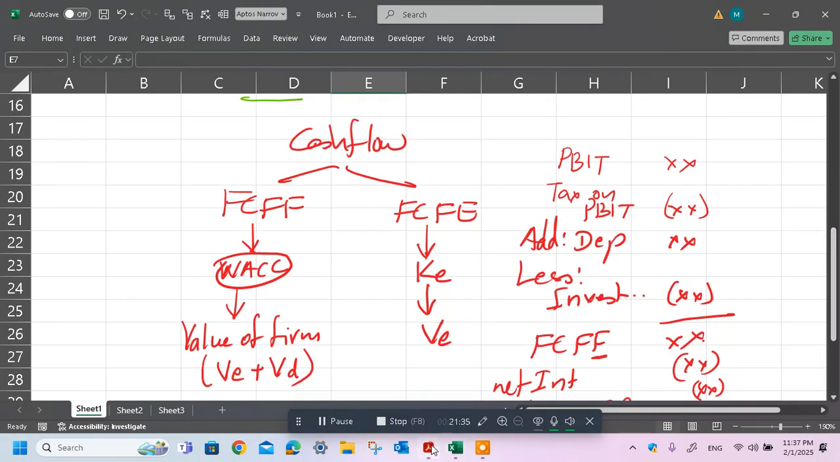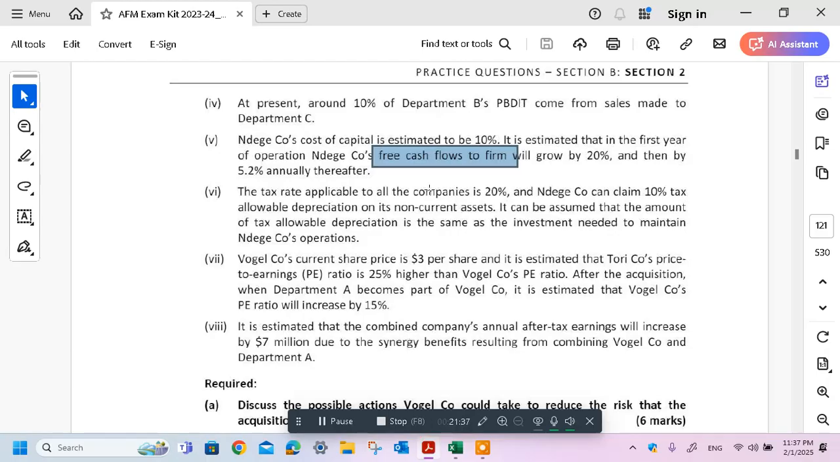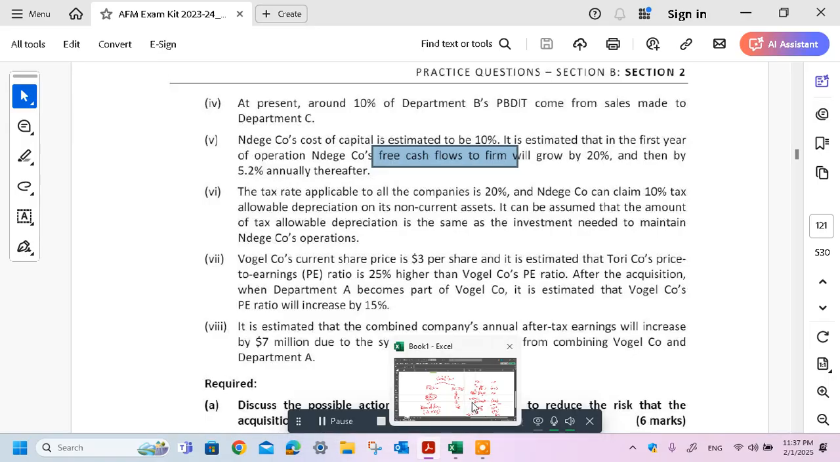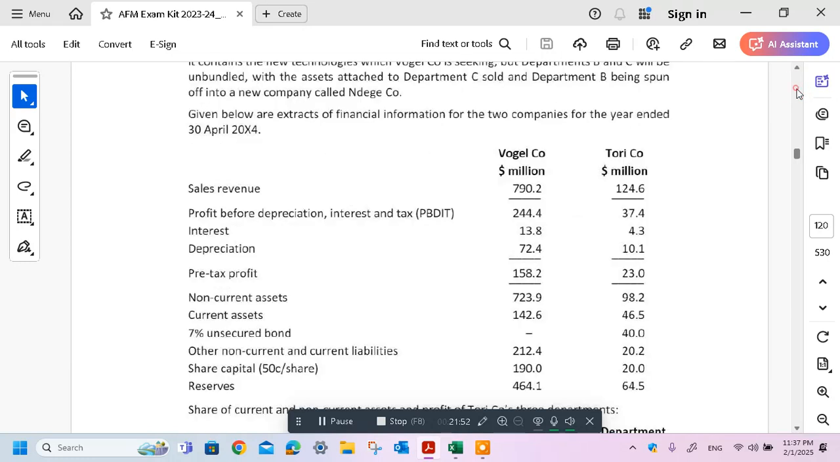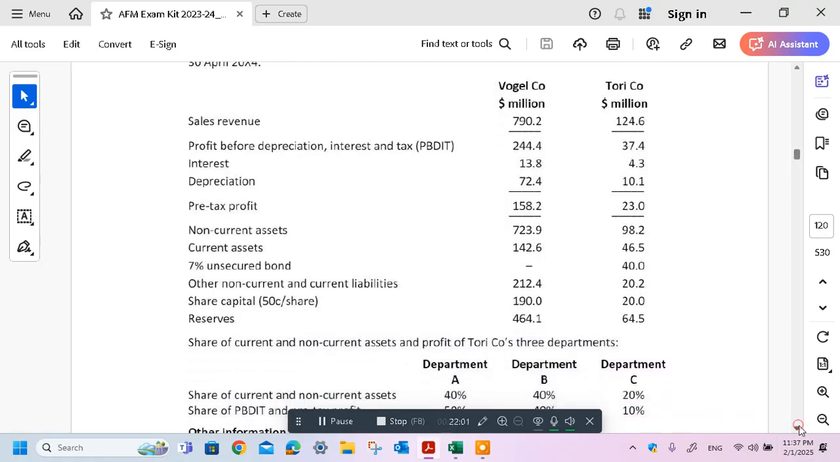Going back to the question, they are talking about free cash flow to firm. Cool. No problem. Let's see how we can do it. So they say there is going to be some growth. First year it grows by 20% and then it grows by 5.2% annually thereafter. So the statement given to us is the last year's one. For year ended 30th April 2024 means the latest year. Okay, no problem. Department B.